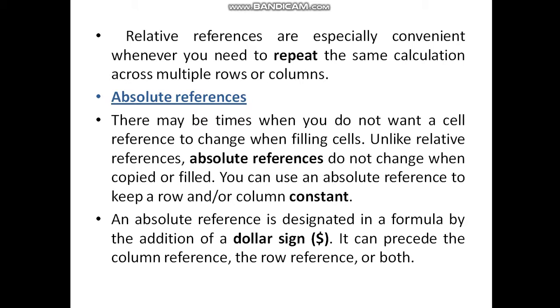Next, absolute references. There may be times when you do not want a cell reference to change when filling cells. Means you do not want to change the cell address. Then an absolute reference is used. Unlike relative references, absolute references do not change when copied or filled. You can use an absolute reference to keep a row and column constant. An absolute reference is designated in a formula by the addition of a $ sign. In absolute reference, only one sign is used, which is the $ sign. It can precede the column reference, the row reference, or both.